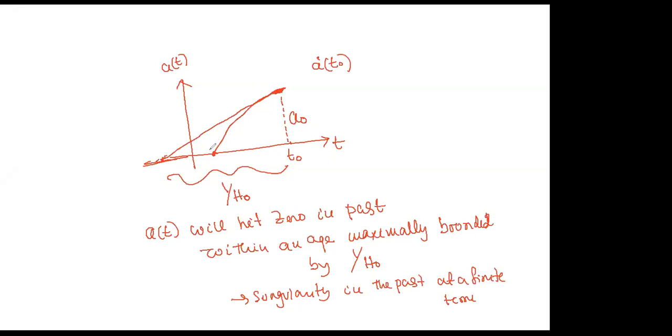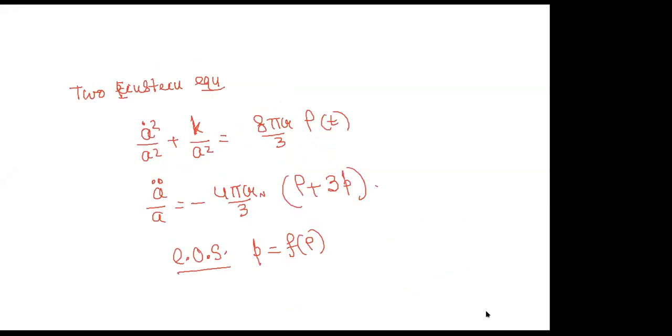And that Big Bang singularity is always there. Due to that, it's difficult to solve this equation putting the initial condition in the past, because there is a singularity sitting over there. So we cannot do that.